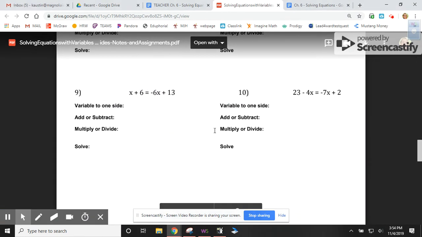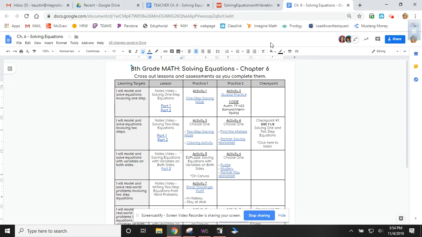So now you finished your notes. Here you should have an activity that you need to get to. If you need more help on this before you do the Ed puzzle, go to your teacher for help.